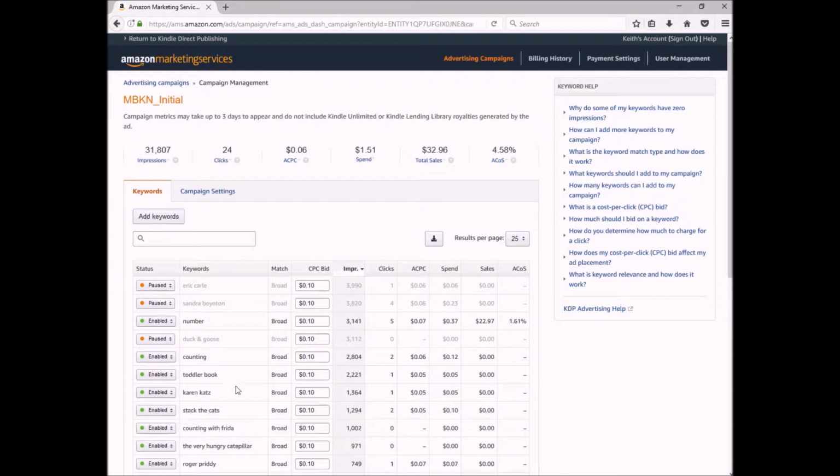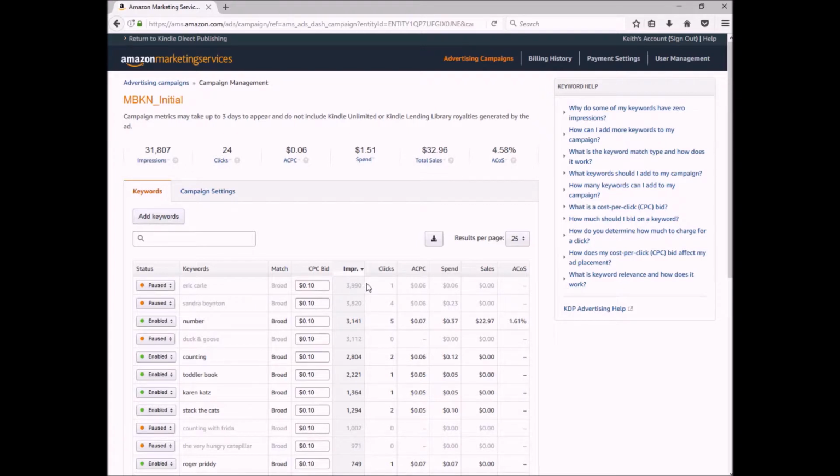Counting toddler book. This one, I don't have any clicks. Very Hungry Caterpillar, I don't have any clicks. Now, your first couple days, you may not get a lot of clicks, so you'll have to be more sparing. But at least look at it so you know what words you may want to pause.